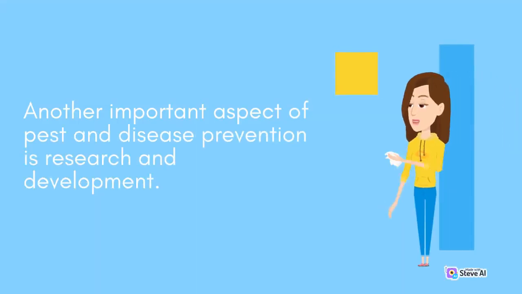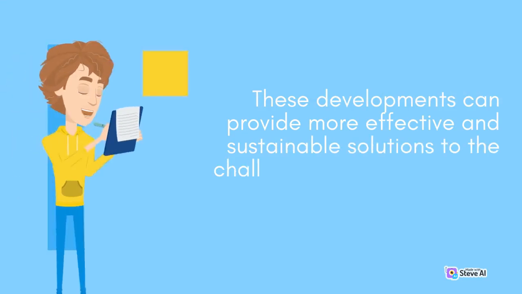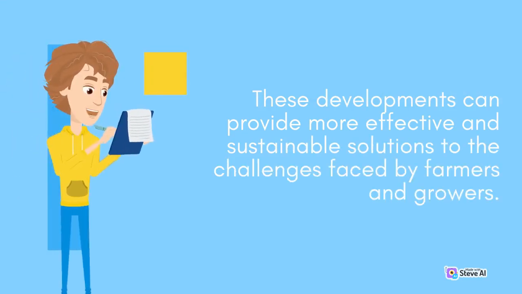Another important aspect of pest and disease prevention is research and development. Scientists and researchers are continually working to develop new pest and disease control methods, such as genetically modified crops, biopesticides, and advanced diagnostic tools. These developments can provide more effective and sustainable solutions to the challenges faced by farmers and growers.